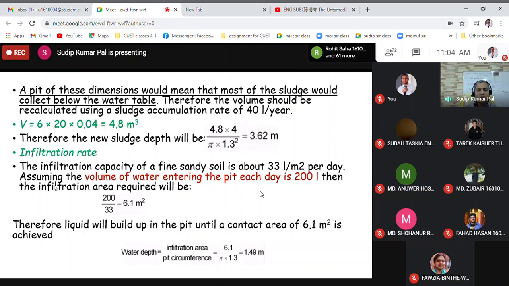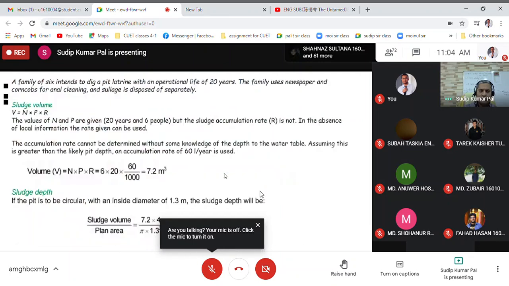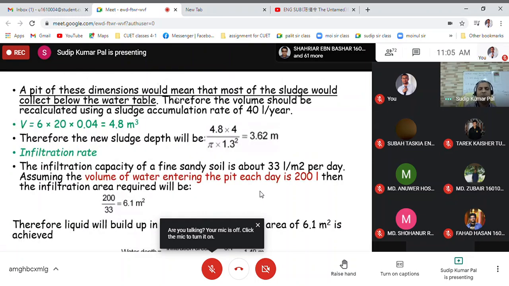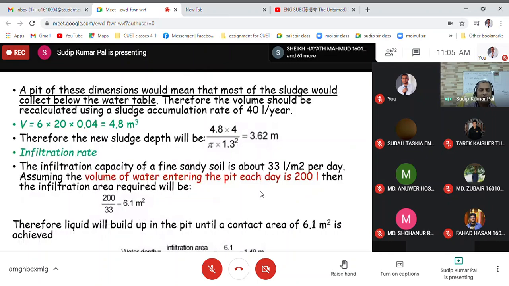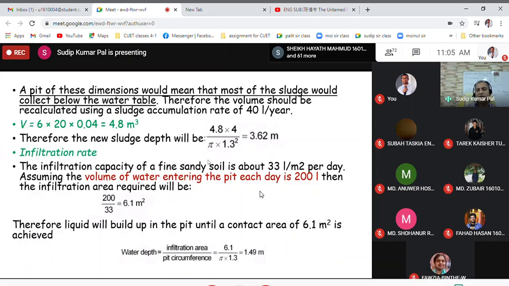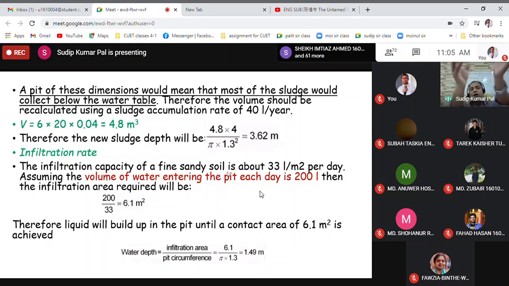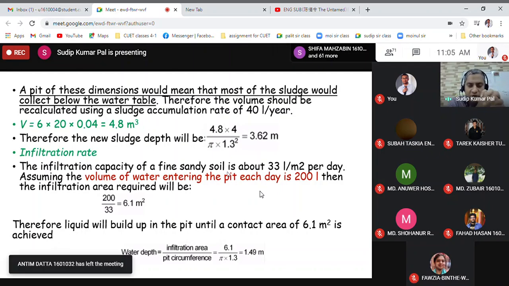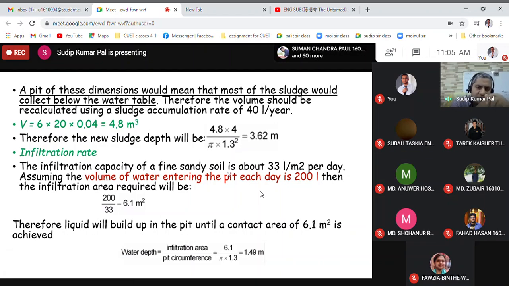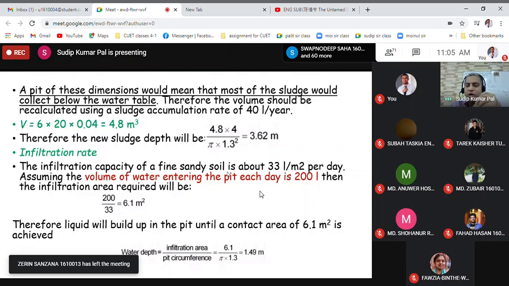Then the infiltration rate, as you know, is the infiltration capacity of fine sandy soil. If I go back to the previous slide, there is no data for soil either, so just assume. You can assume any data by yourself. I said fine sandy soil because we do not want a higher infiltration rate; with a higher infiltration rate there is more chance of groundwater pollution. In this case, the sludge will be retaining water, so there is still a chance of groundwater pollution.